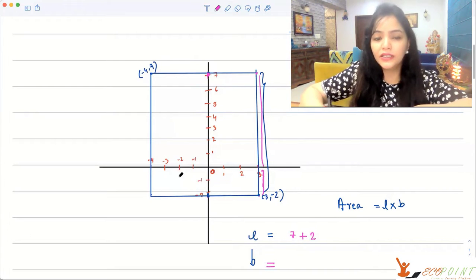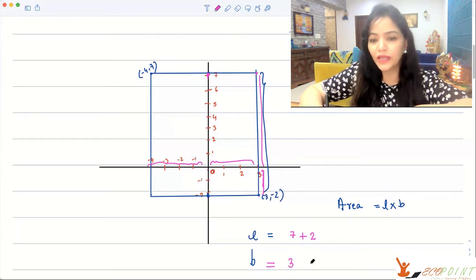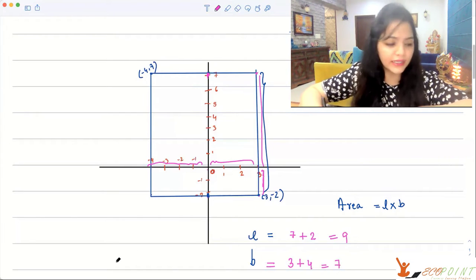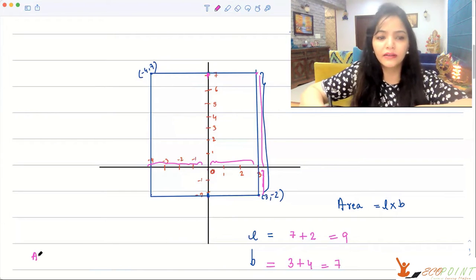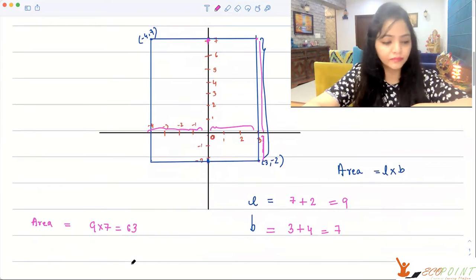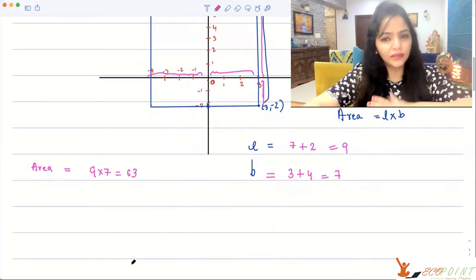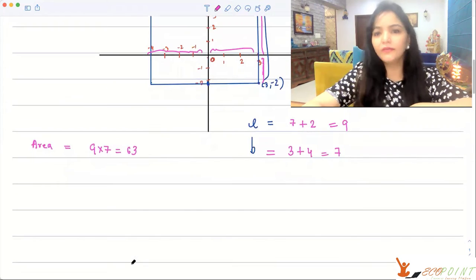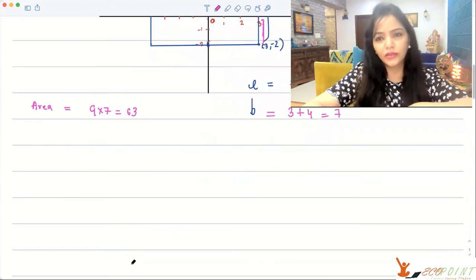Breadth would be the distance from the origin here plus the distance from the origin here, which clearly is 3 from the right side and 4 units from the other side. So 9 and 7. Clearly, graphically itself, I don't need any formula. The required area is 9 into 7, that is 63 units. Whatever units would be given, that is the area, and we've just figured it out through the graph.